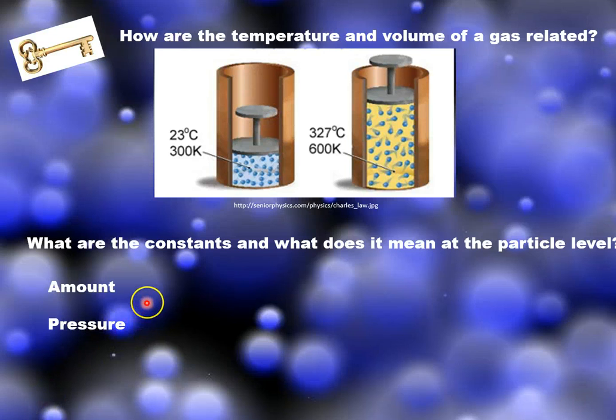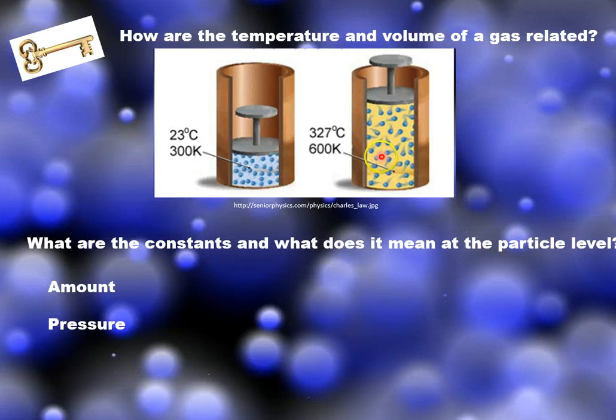Well, our constant is the amount, the quantity. So you have the same number of particles. But then our other constant is pressure. And what does it mean to have a constant pressure? Think about this. What is pressure? Pressure is the number of collisions. So we're going to have the same number of collisions in the smaller volume as we do in the larger volume. Okay, and so what happens?